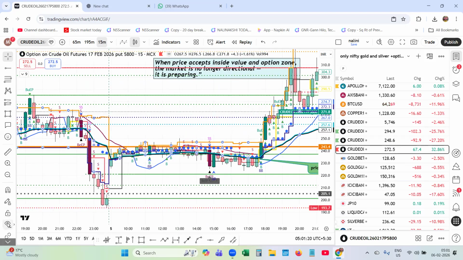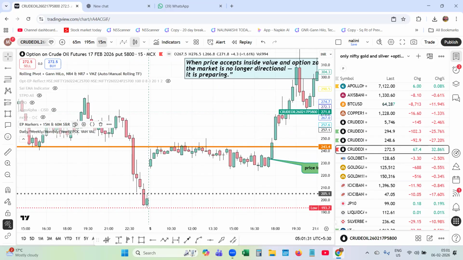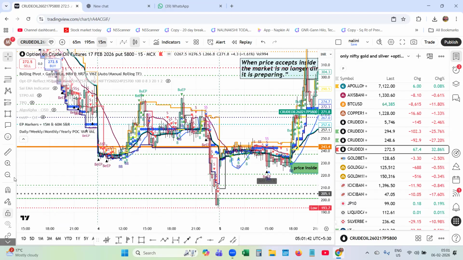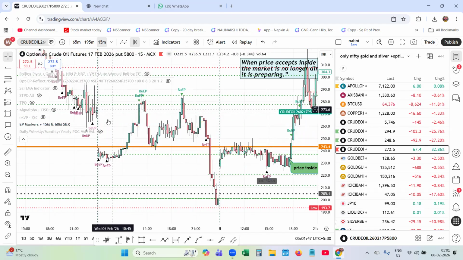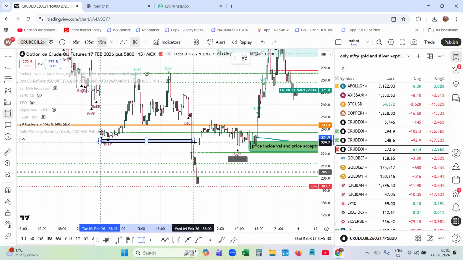Let me hide the indicator first. Let me show you. This is previous day manipulative area. Then I'll apply EP markers. Okay, EP indicator. So why am I not seeing EP? Oh, because I have hidden this. Okay. Let me hide all the indicators. Let me show you. This was the area previous day on the put option.